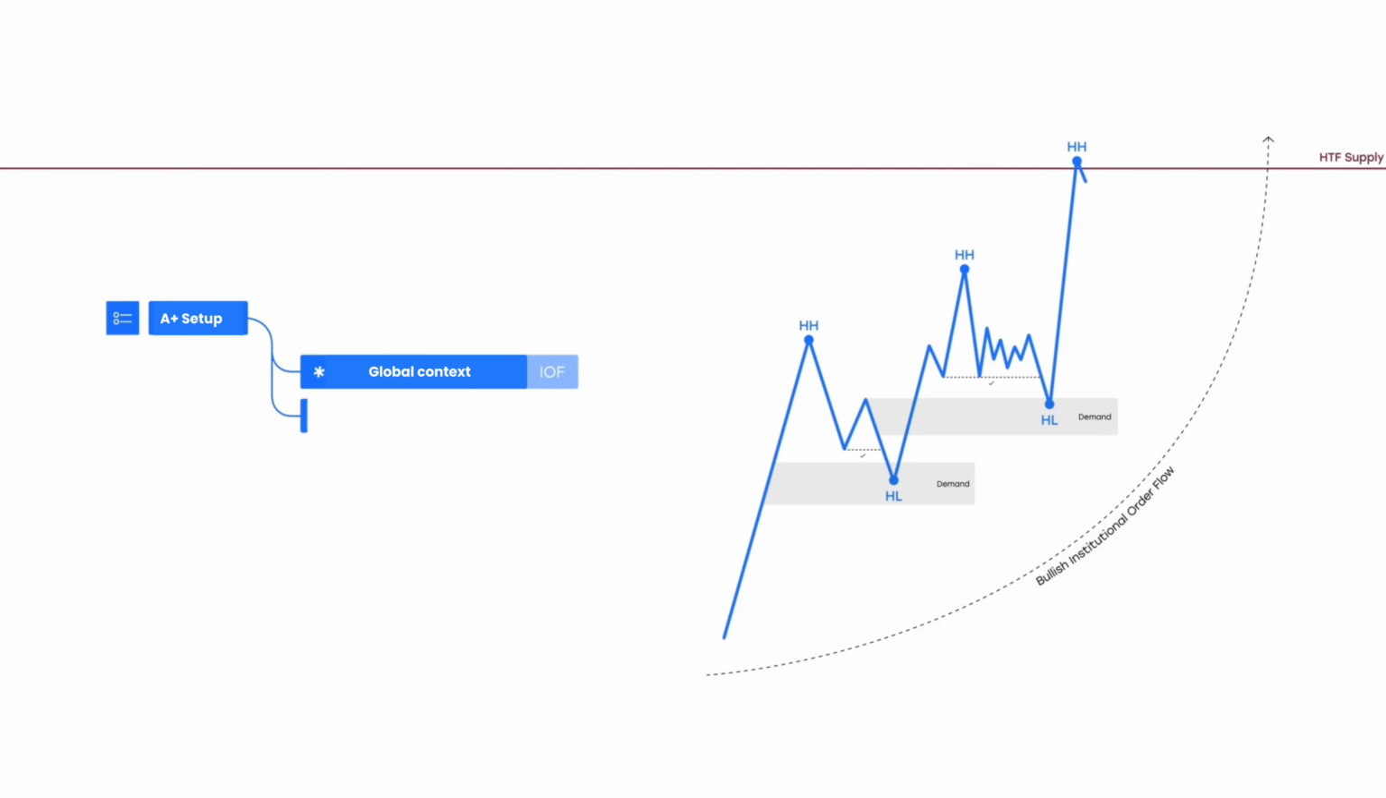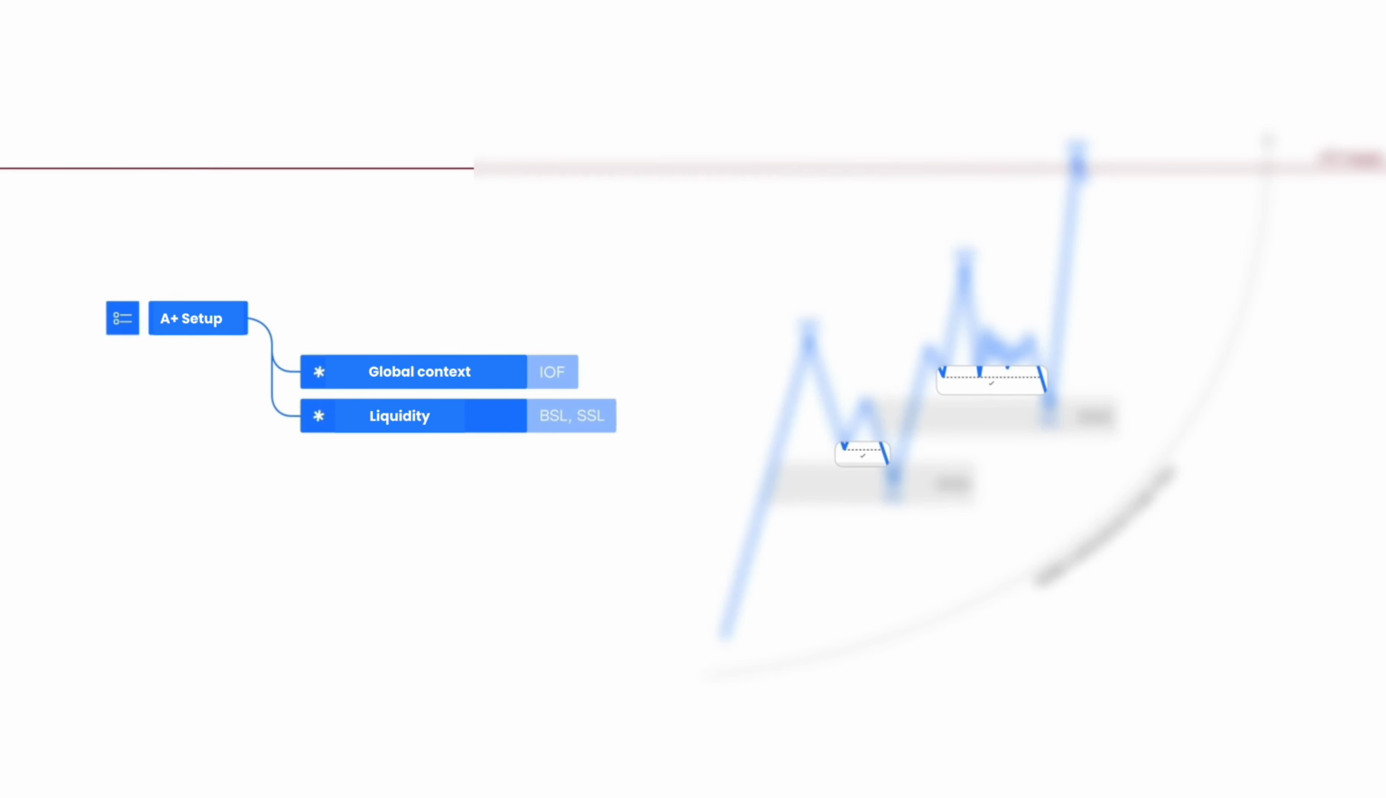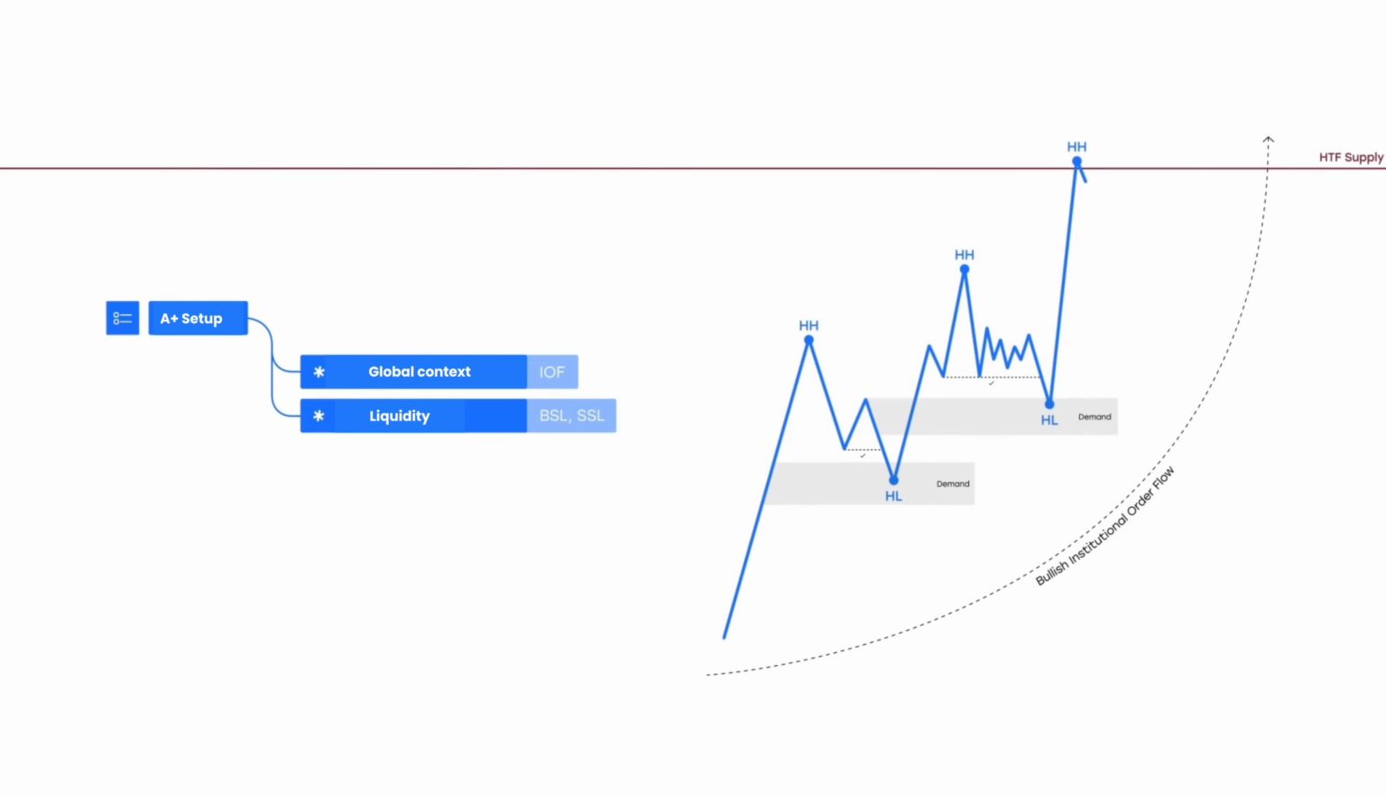The next aspect is working with liquidity. The entry point is executed at the moment of a sweep of significant levels, because that's when smart money fills the main volume of their orders by triggering the stop losses of less informed traders.